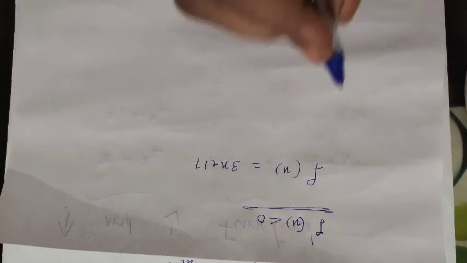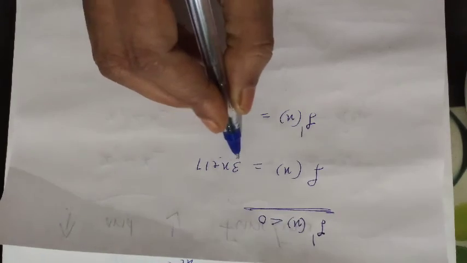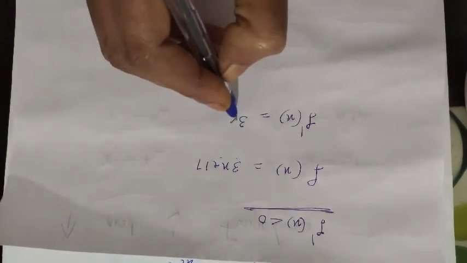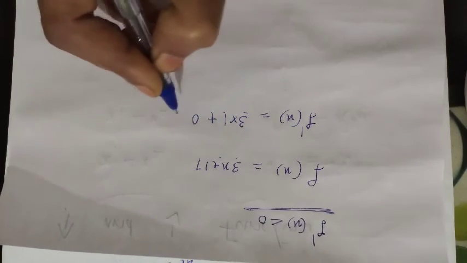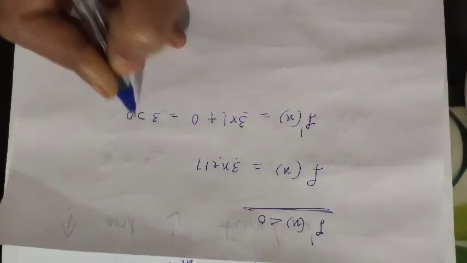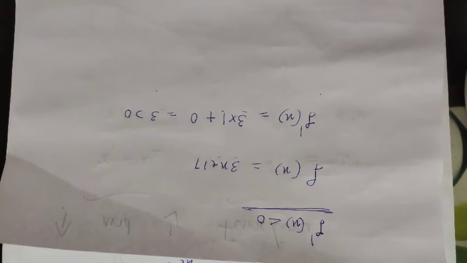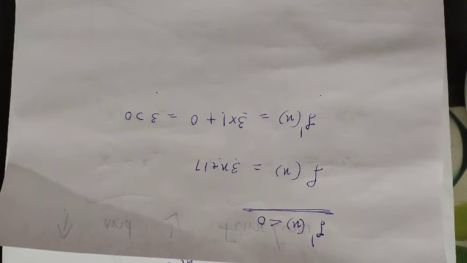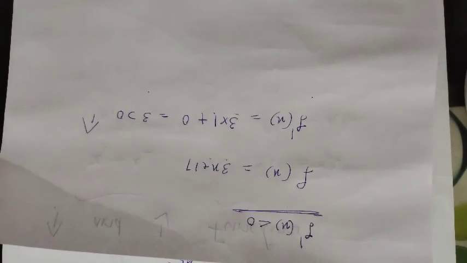What is the method? Find f dash x. What is the derivative of 3x? 3 into 1. Derivative of 17 is constant, 0. 3 into 1, 3, plus 0. 3 is greater than 0, a positive quantity. f dash x is positive, which means it is increasing. We can write the function is increasing. Is the method clear?